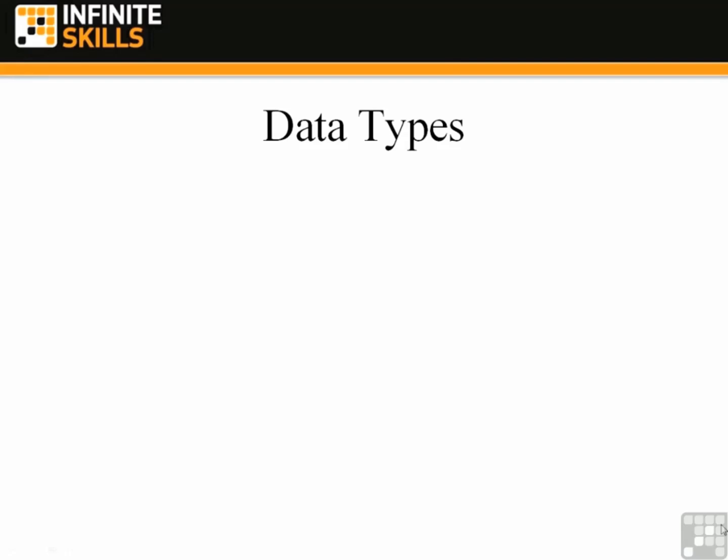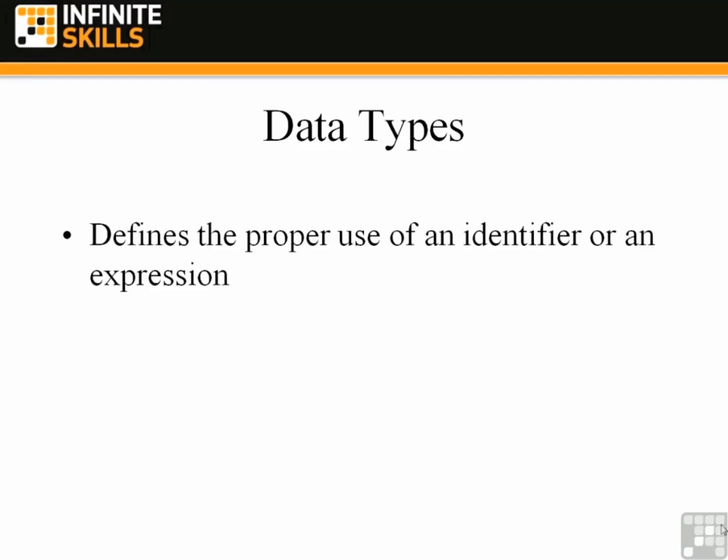In this chapter, we're going to introduce you to the concepts of data types and variables. We're going to start this lesson talking about data types, primarily why we need them, what they do, and what they are. First of all, a data type defines the proper use of an identifier or an expression. An identifier is something like a variable or another keyword or command.